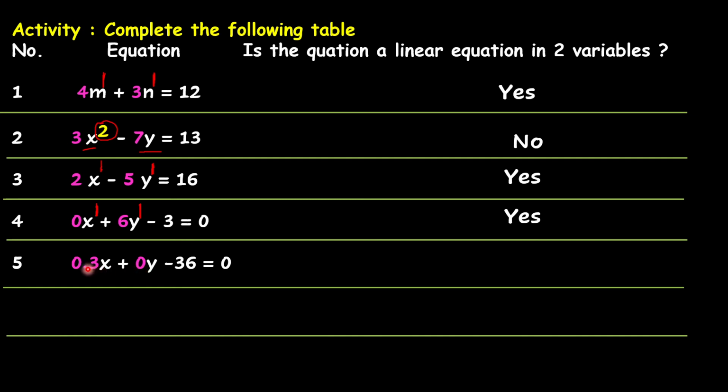इथे जर आपण पाहिलं तर x चा coefficient 0.3 आहे आणि y चा coefficient 0 आहे. एकाच वेळी दोघांचे coefficient 0 नाही आहे. Therefore, by the definition we say that 0.3x plus 0y minus 36 is equal to 0 is the linear equation in two variable. 4 upon x plus 5 upon y is equal to 4.